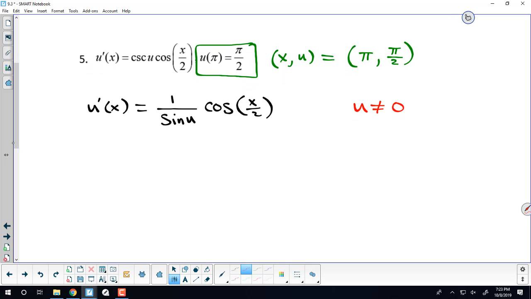Wait, I have a question. Yeah. So you divided by cosecant on both sides, right? Yeah, you can divide by cosecant on both sides. And then, isn't 1 divided by cosecant sine? Well, you would have 1 over cosecant on the left, you mean? Yeah. 1 over cosecant, which is just sine. Oh, okay. Yeah. So then we're going to multiply both sides through by sine. Since u isn't 0, we're not multiplying through by 0. So we've got the sine of u times u prime of x equals the cosine of x over 2.